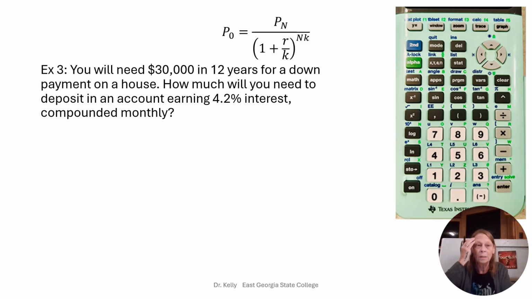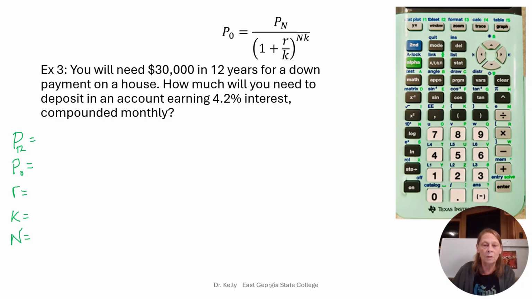Let's use this. You need $30,000 in 12 years for a down payment on a house. How much will you need to deposit in an account earning 4.2% interest compounded monthly? All right, let's take a look and see what that's going to be here. Let's write down all of our things. P sub n. Oh, n being 12. My bad. Okay, so P sub 12, P naught, R, K, and N.